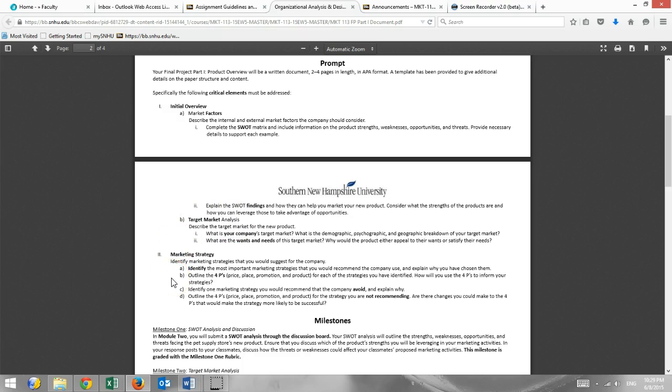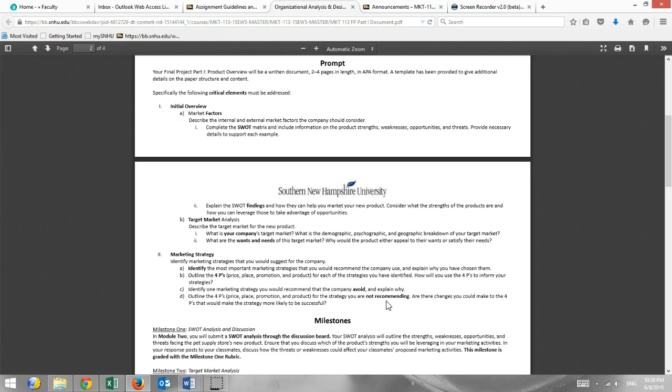What you're going to have to add is the marketing strategy. And right here, it tells you exactly what you need to do. You need to identify the most important marketing strategies that you would recommend the company uses. You're going to have to outline the 4 Ps and the strategies for each of them, and how you are going to use these 4 Ps to inform your strategies. And identify one marketing strategy you would recommend that the company avoid. So what is it that you would say never engage in this activity, and explain it. And finally, outline the 4 Ps for the strategies that you are not recommending.